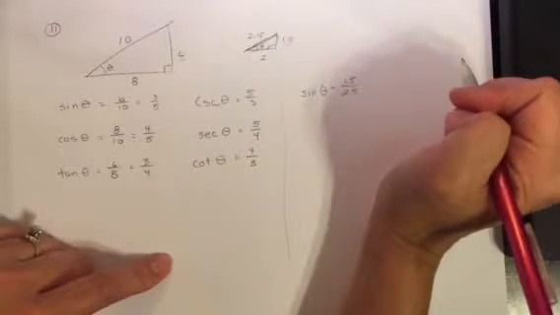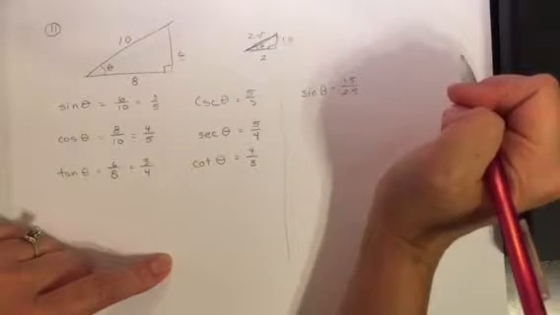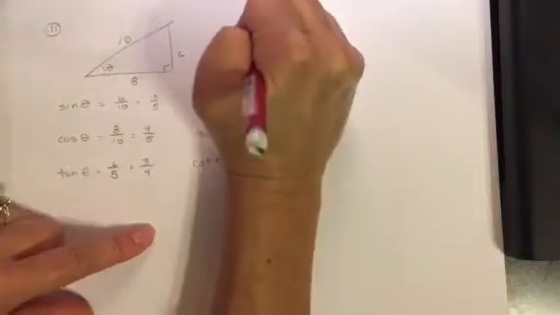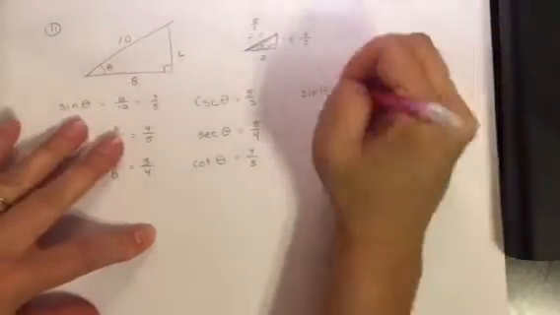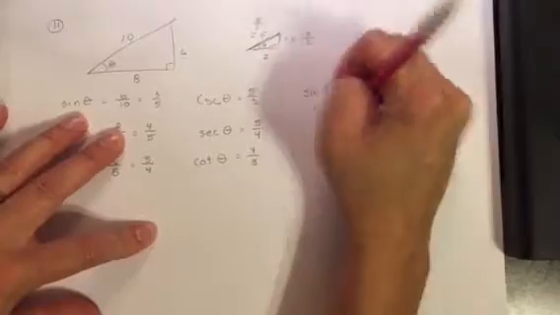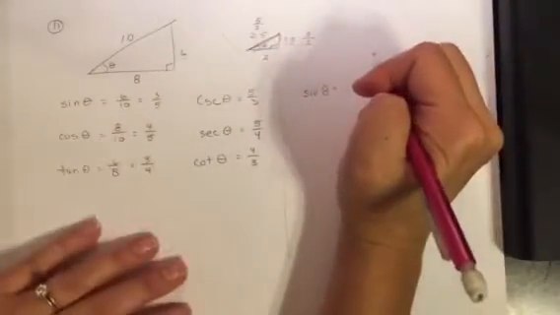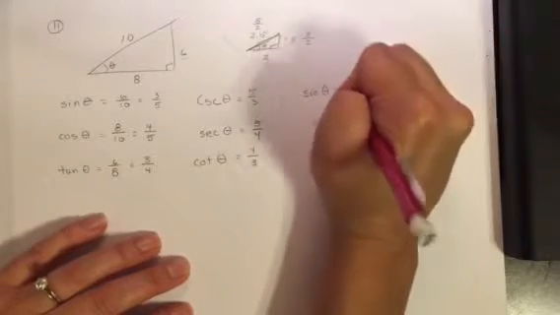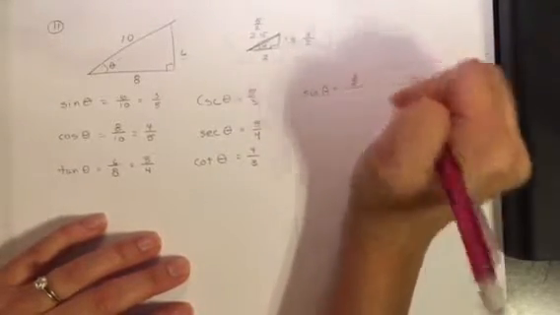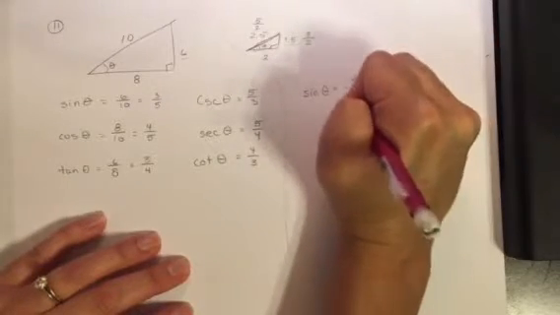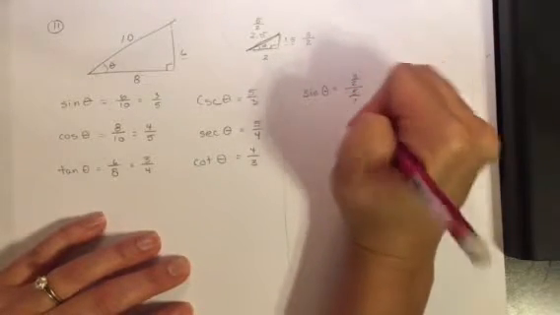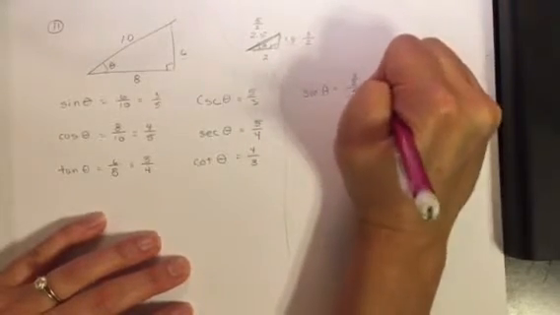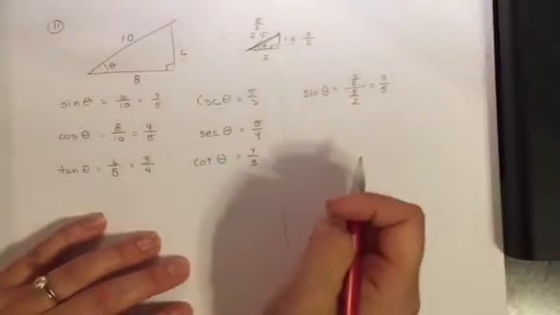Or maybe it'll be a little bit easier to see how it reduces if we write it as a fraction. So let's put this as 3/2, and let's put this as 5/2. Let's go ahead and rewrite that because it'll be easier to reduce without using a calculator or anything like that. So we're going to have opposite 3/2 over hypotenuse 5/2. There we go. And that reduces to 3/5.